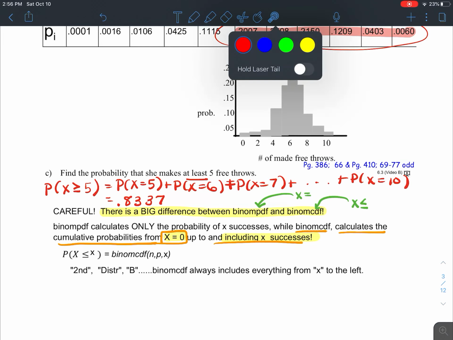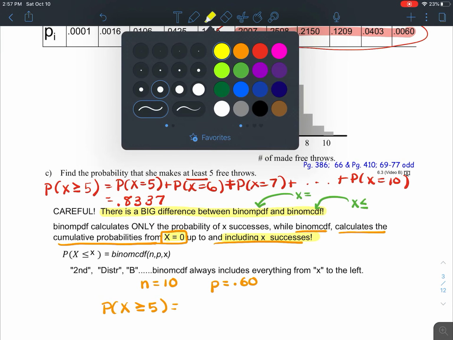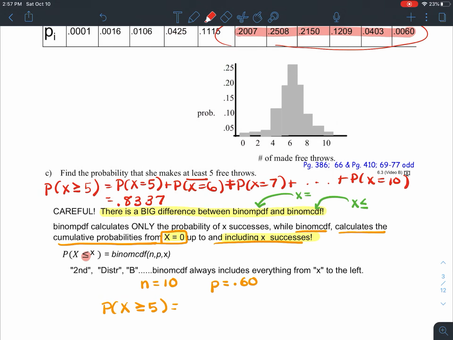Now let's talk through how we could use the binomial CDF feature to actually have calculated this probability. Please keep in mind, 10 was the number of free throws. That was the number of trials. She was a 60% free throw shooter. That's the p. So if we were going to find the probability that she is making at least 5 free throws, here's the trick. This formula only works as a less than or equal to. And if you look, we're wanting to calculate a greater than or equal to.